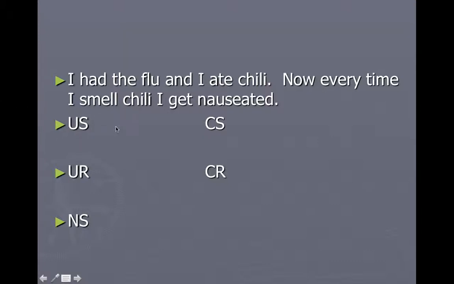Most people would put the flu. The flu is a stimulus that naturally brings about nausea. Well, what's paired with the flu? What was the once neutral stimulus? The chili. The chili was once neutral, but after being paired with the flu, now just the smell of chili brings about a nauseous feeling.